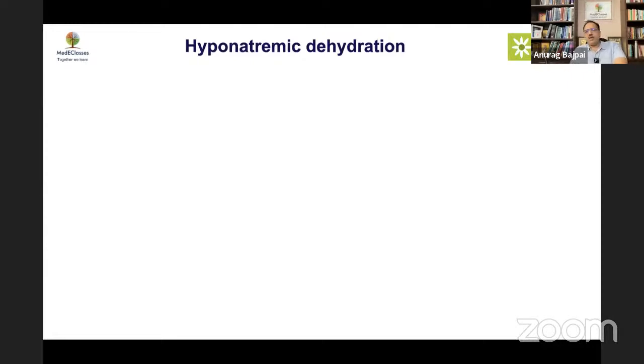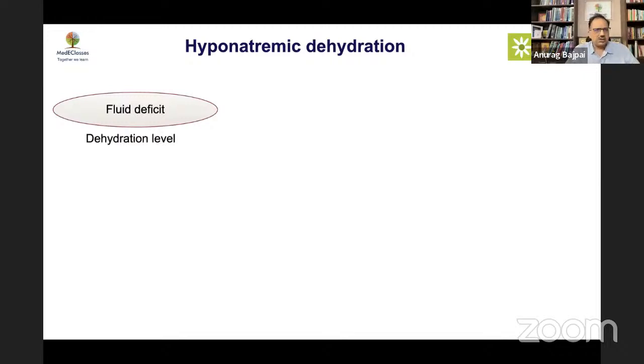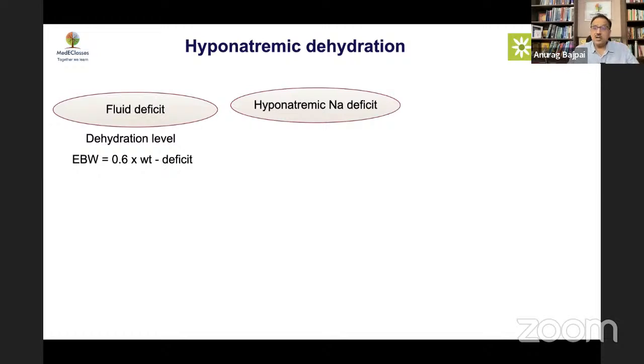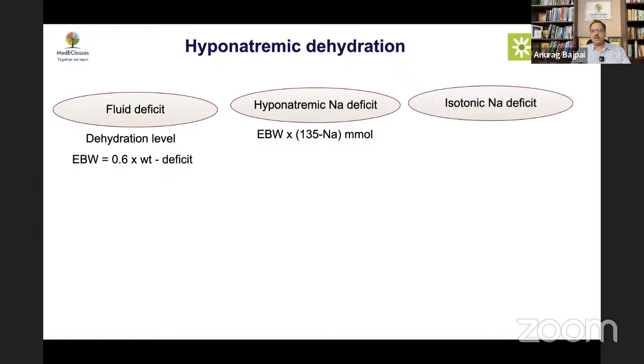Now, often we have to answer how do you manage hyponatremic dehydration. There are various ways to do that. We have put forward a simplified way. You look at how much is the fluid deficit based upon dehydration level, and the body water will basically be 0.6 into weight minus the deficit, which is your estimated body water. Then you calculate the hyponatremic sodium deficit, which is estimated body water into 135 minus sodium. Isotonic sodium deficit, which is fluid deficit into 140.